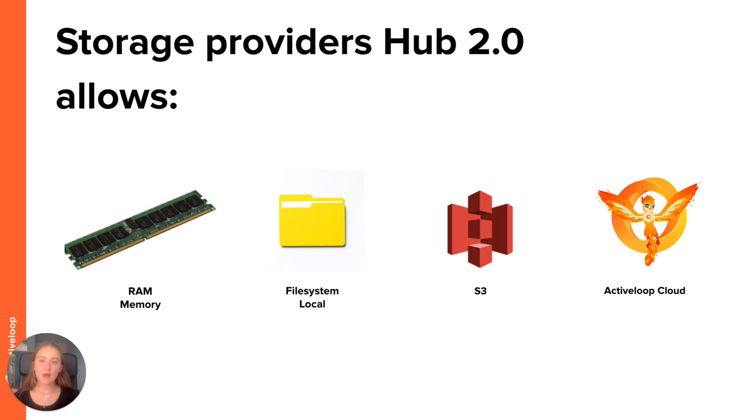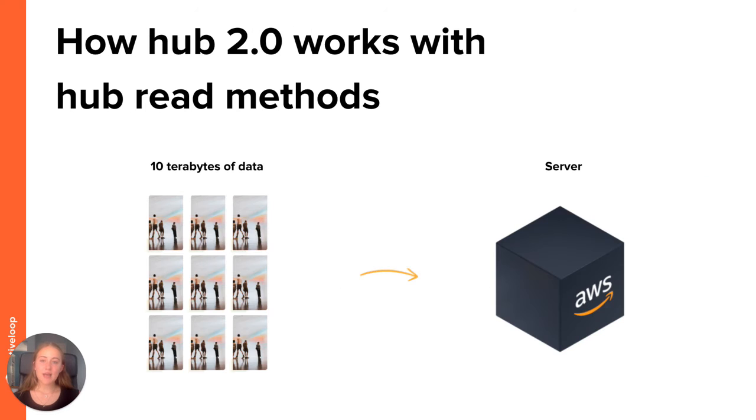By default, Hub 2.0 provides several types of storage providers. We have RAM, which we call memory, we have the file system, which we call local, and we have S3. We also have Activeloop Cloud. Let's see how these things work. Let's go back to the example of having 10 terabytes or a larger dataset, and you want to read this dataset on a server while maintaining certain levels of cache.